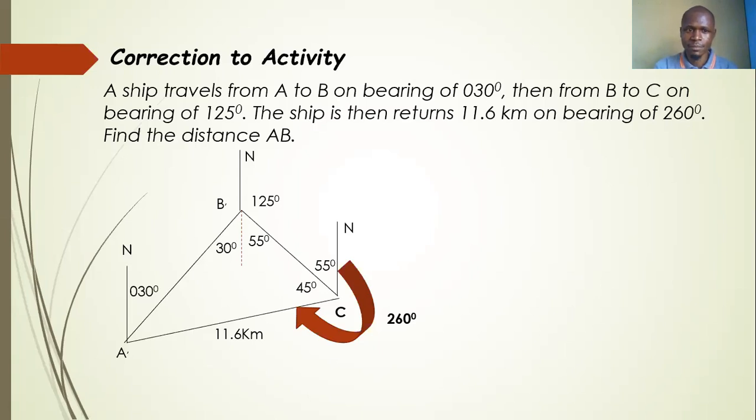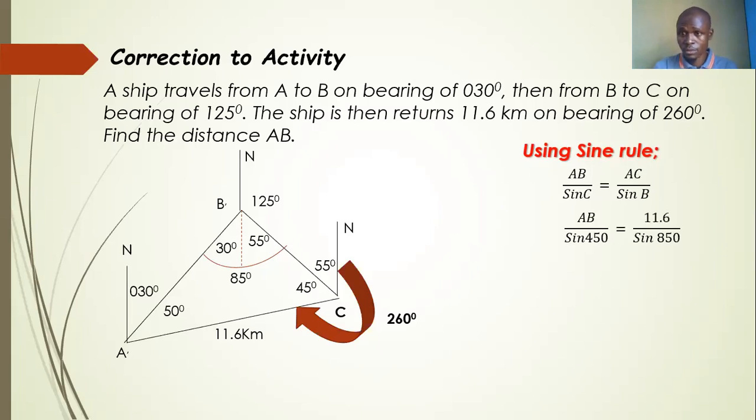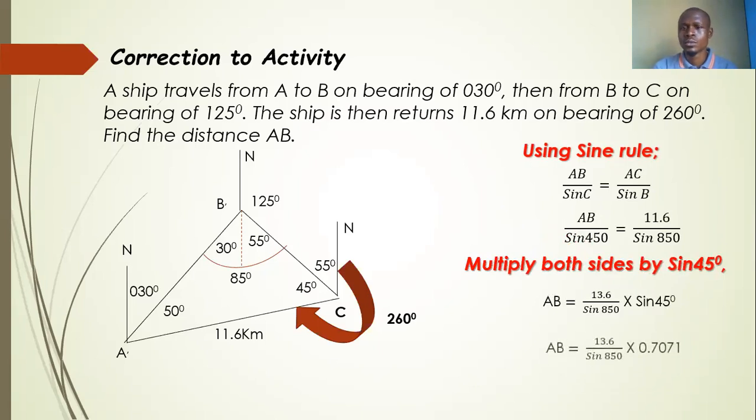So you have 45 left here. And you have to add that together, giving you 85 degrees. So if you add the three angles together, you have the third one to give you 50 degrees. Using the sine rule, you substitute. When you substitute, you have 45 degrees and 85 degrees. So multiply both sides by that. So you have 0.7071, and your AB gives us 8.2 kilometers, which is what we are asked to calculate.